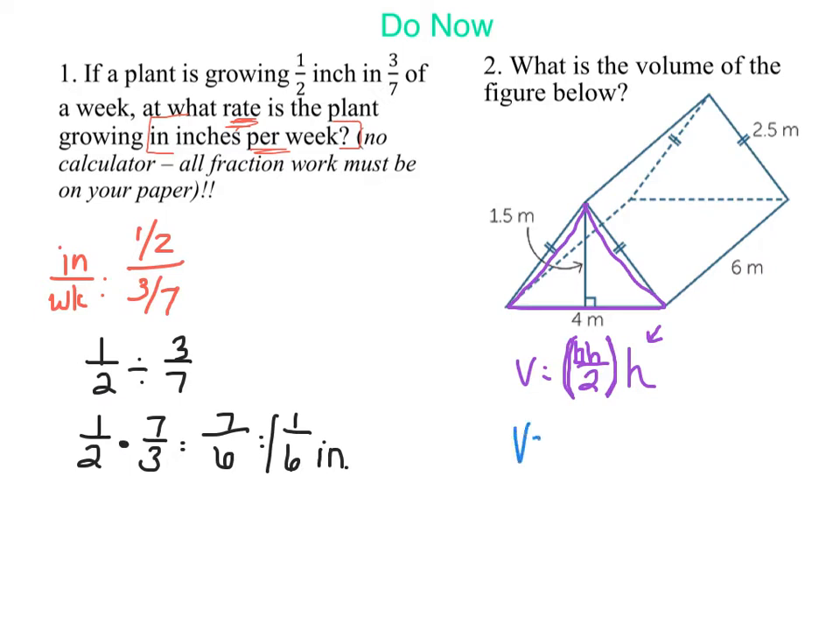So from here I'm going to fill in my numbers. The base of the triangle is 4 times the height of the triangle is 1.5. That is the height because it forms a right angle with the base. I'm going to divide that all by 2. Multiply it by the height of the whole figure, which is 6, because 6 connects the front triangle with the back triangle.